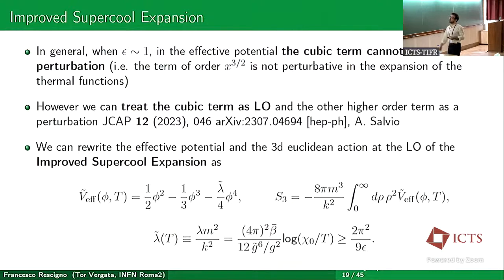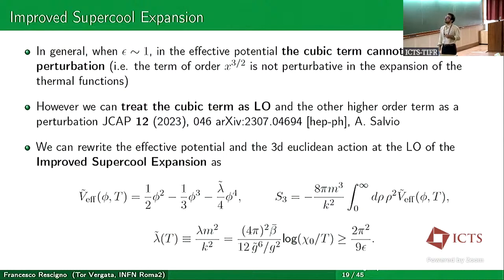So this is just an exception, because in general, when epsilon is of order 1, the supercooled expansion breaks. And this means that in the effective potential, the cubic term cannot be treated as a perturbation. Equivalently, we can say that the term x to 3/2 in the expansion of the thermal function is not perturbative anymore.